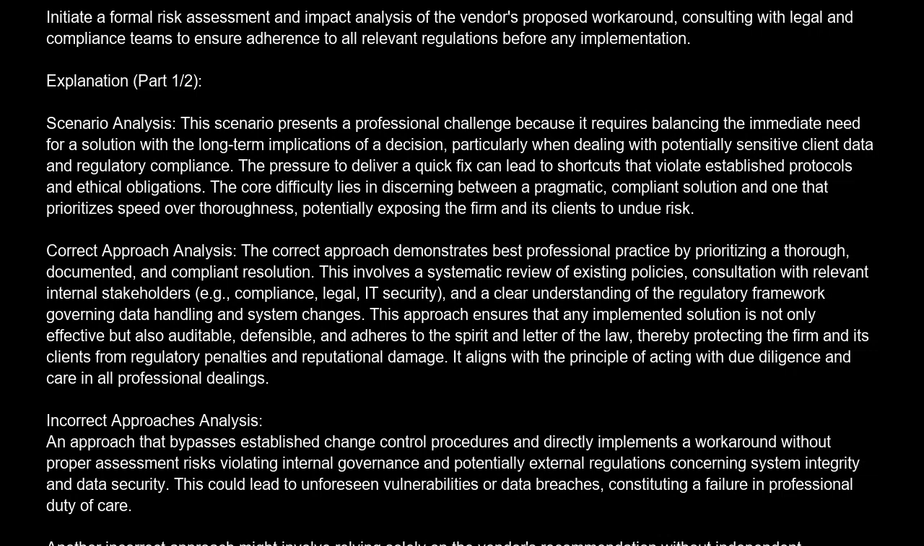The correct answer is A. Initiate a formal risk assessment and impact analysis of the vendor's proposed workaround, consulting with legal and compliance teams to ensure adherence to all relevant regulations before any implementation.